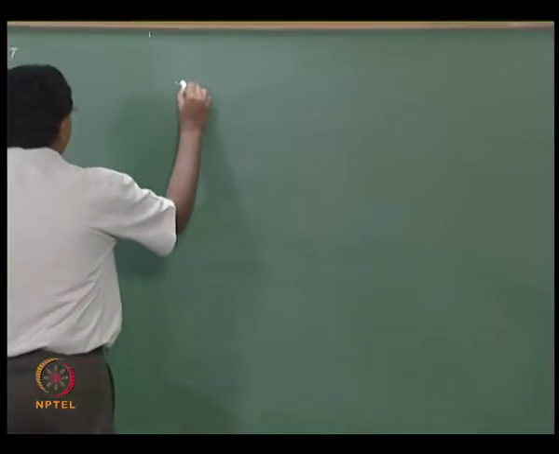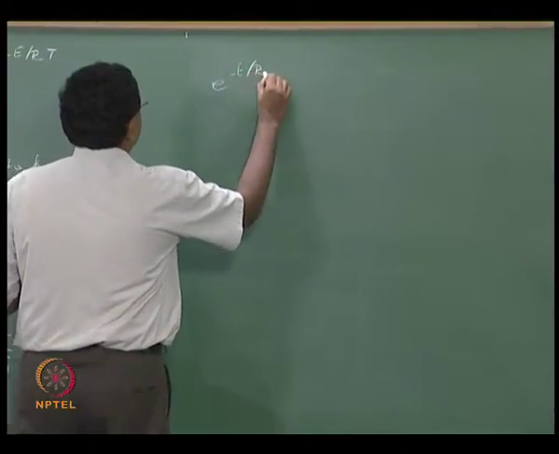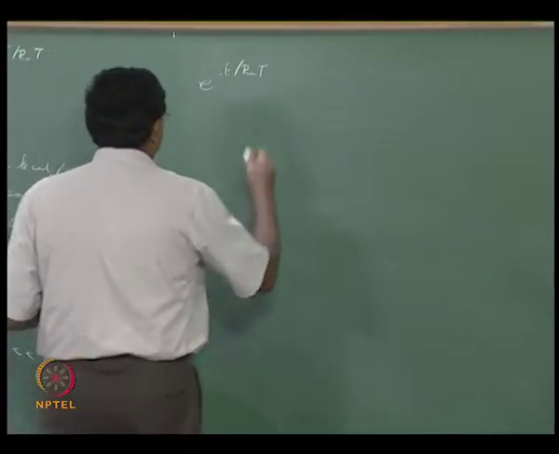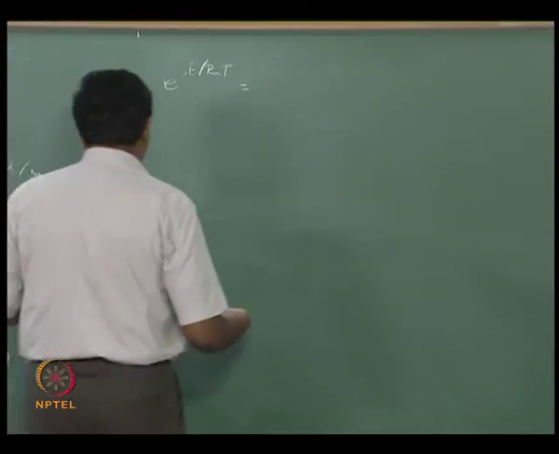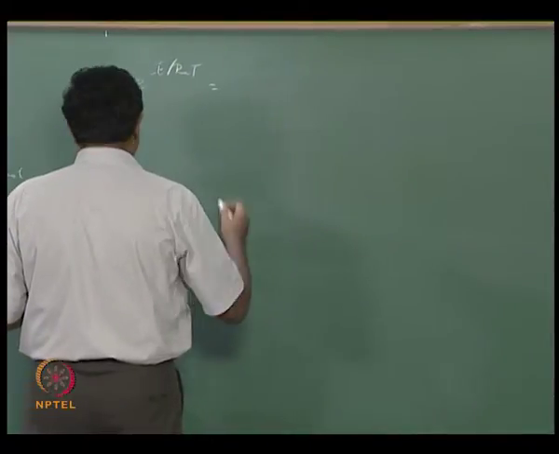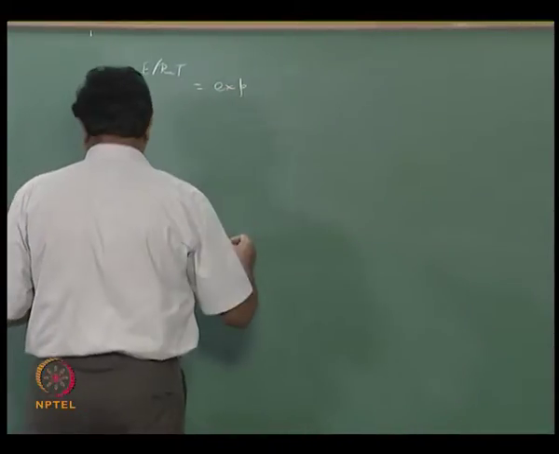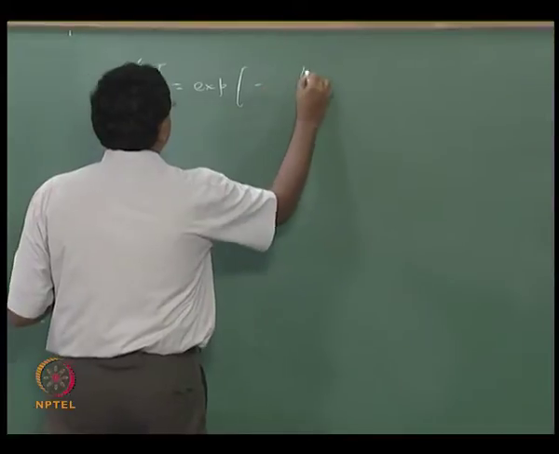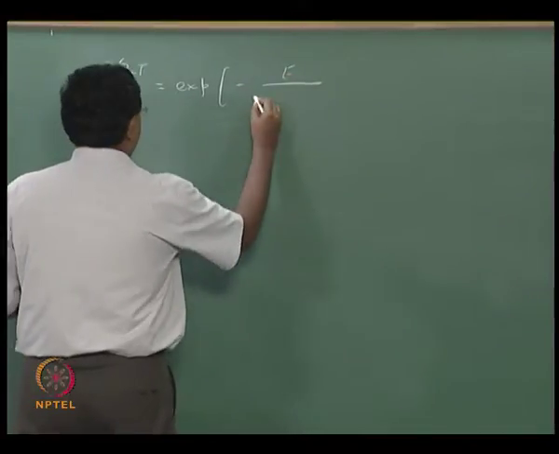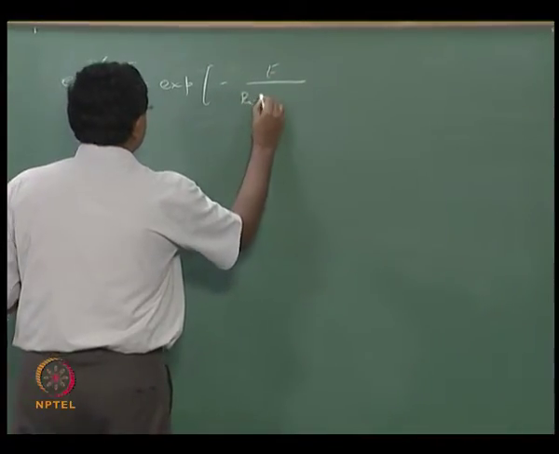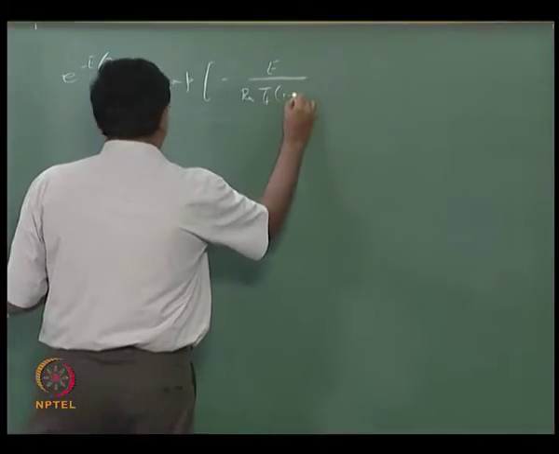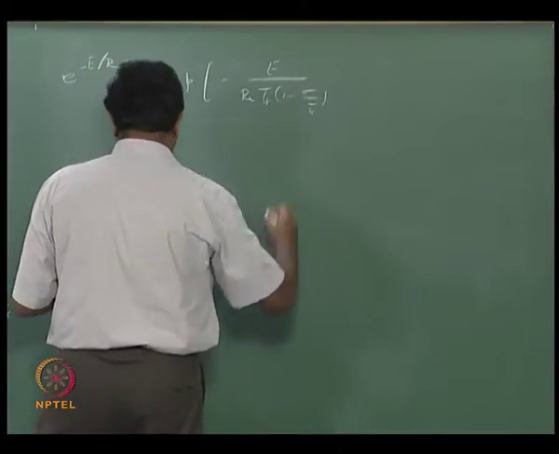So then how is your e to the minus E over RU T going to get transformed in terms of sigma? It is exponential minus E divided by RU Tf times 1 minus sigma divided by Tf.